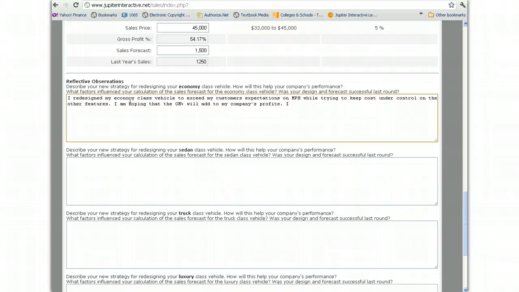Okay, so here I'm just writing, I redesigned my economy class vehicle to exceed my customers' expectations in miles per hour while keeping the cost under control on the other features. I'm hoping that the GM percent will add to my company's profits.